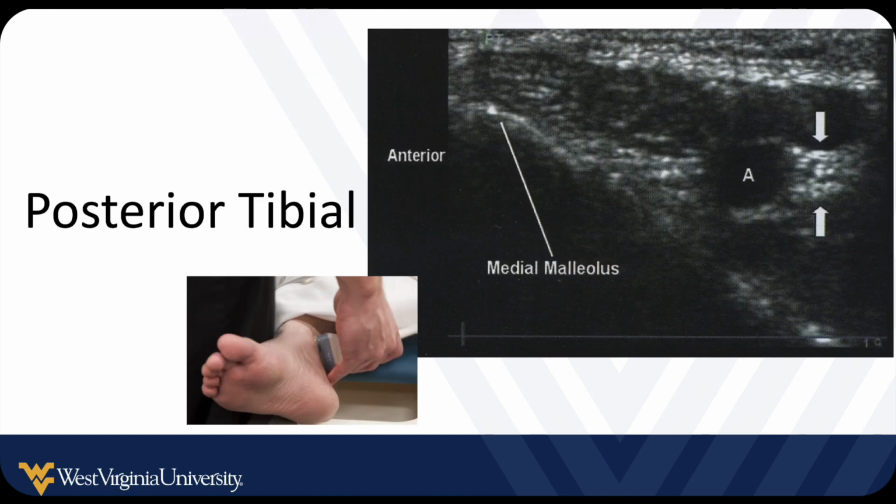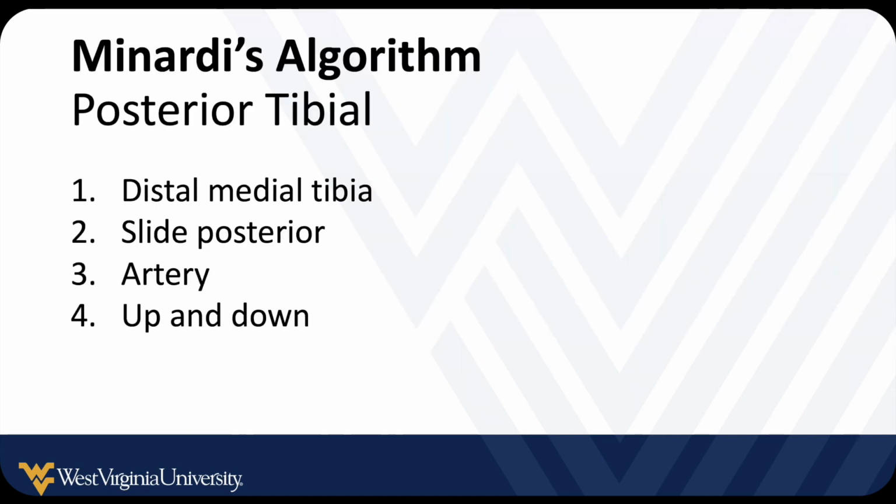So you're going to place the transducer laterally, kind of just superior and posterior to the medial malleolus. And you should pretty easily be able to identify the posterior tibial artery, and then the nerve sits usually posterior to that, and there's two adjacent veins that typically are going to be compressed when you're applying any kind of transducer pressure. So again, like always, I have a little algorithm. So distal medial tibia, slide posteriorly, so you're just posterior and superior to the medial malleolus, identify the artery, and then just fan up and down until you see a reasonable target.